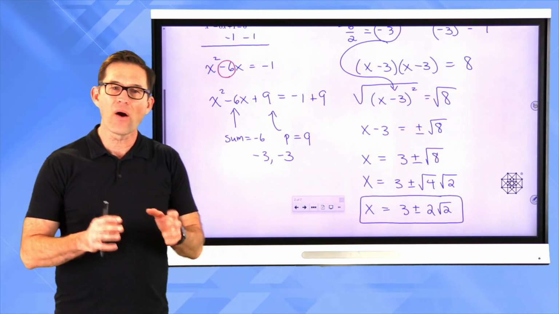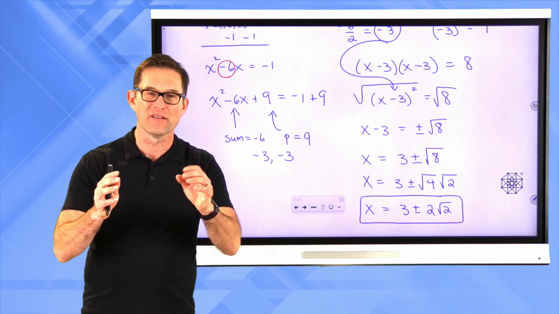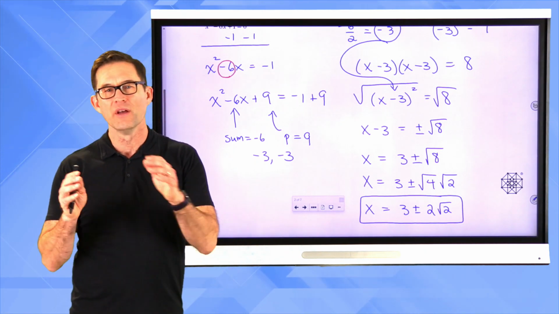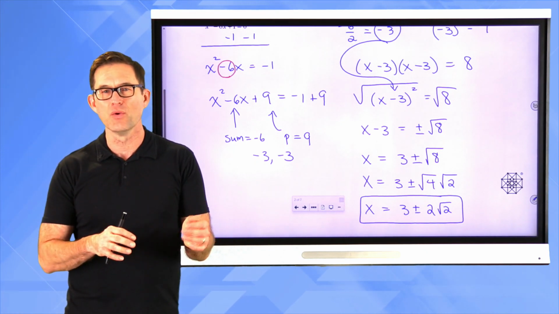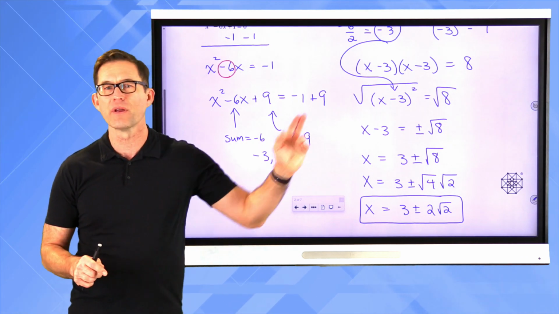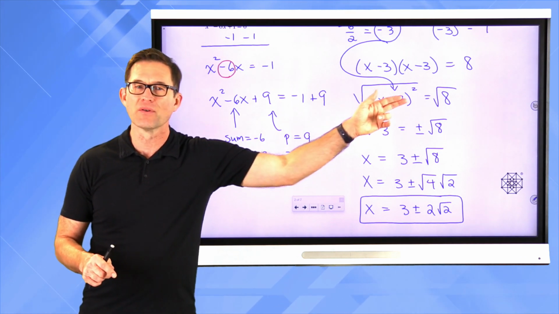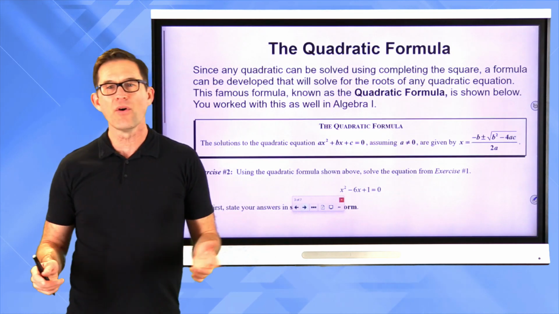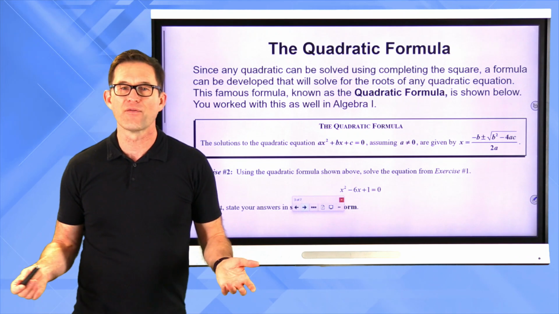Now notice how algorithmic that is, right? Step 1, get the leading coefficient equal to 1. Step 2, take the b and divide it by 2 and square it and add it on. Step 3, write this thing as a binomial squared. Step 4, take the square root, etc. Because of all of that, it leads to the quadratic formula.